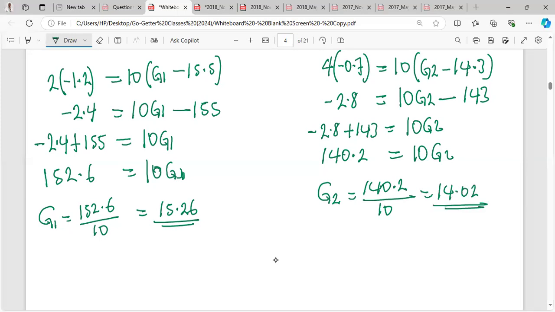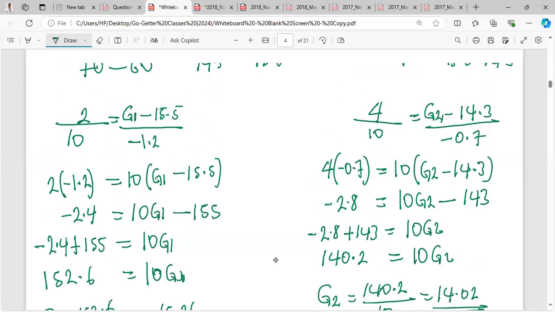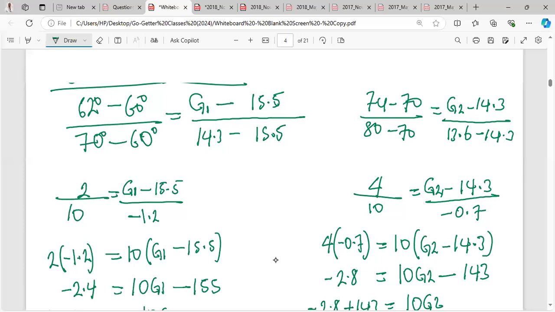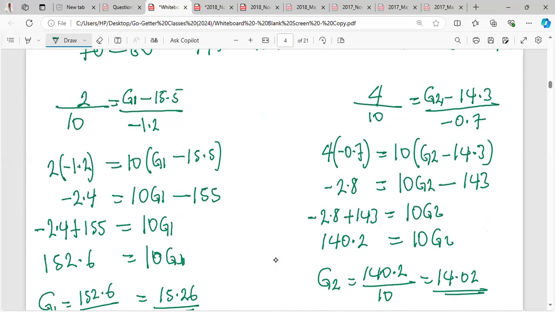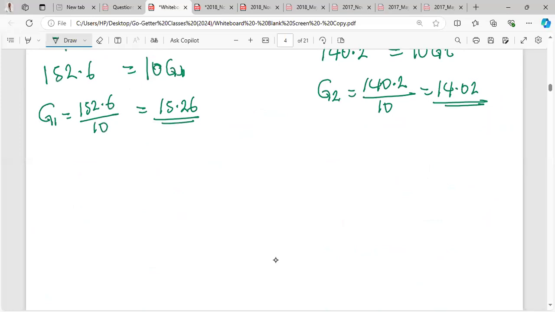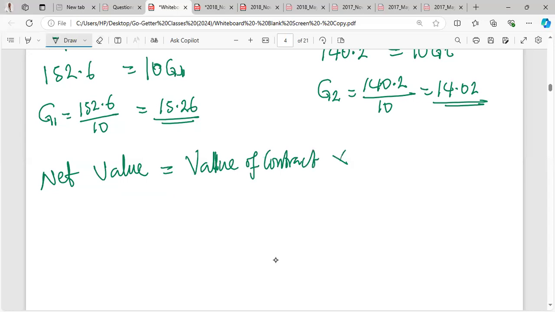So G1 is 15.26 and G2 is 14.02. Now, what is going to be the net value? The net value is going to be the value of contracts multiplied by 1 minus the G factor.